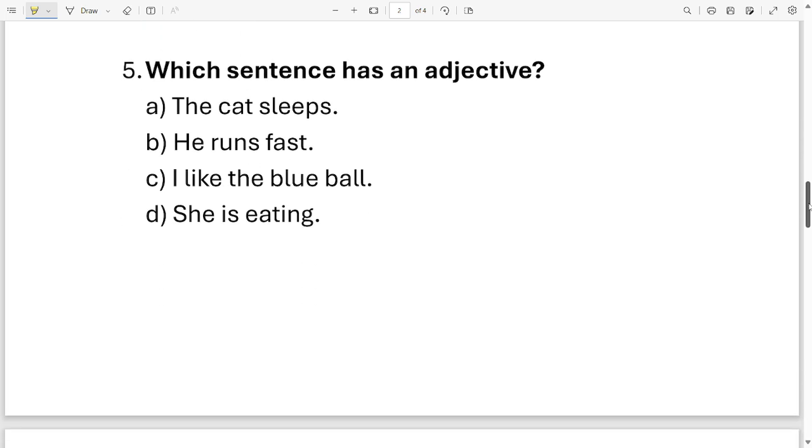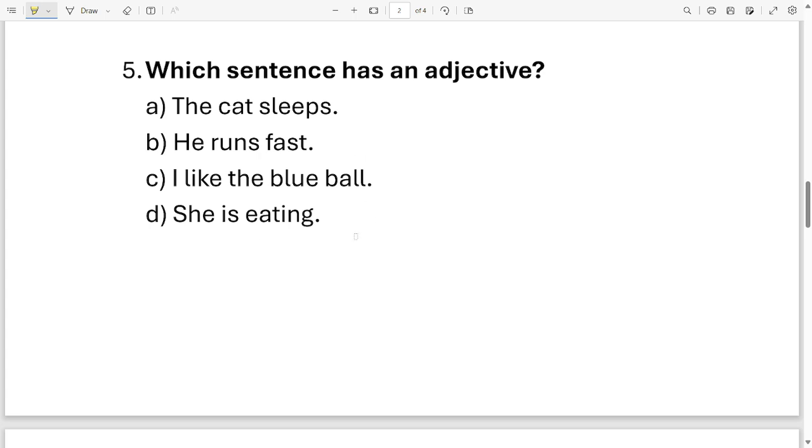Question number 5 is, which sentence has an adjective? Now, there are 4 sentences given. You have to identify which one is having an adjective. The first option, the cat sleeps. Next, he runs fast. Next, I like the blue ball. And the last, she is eating.